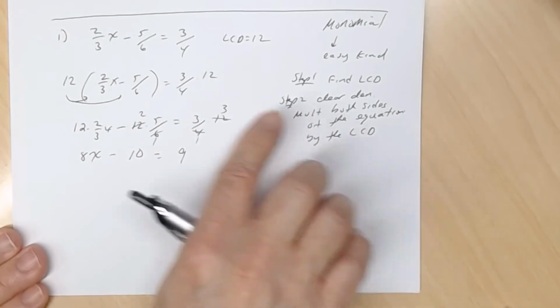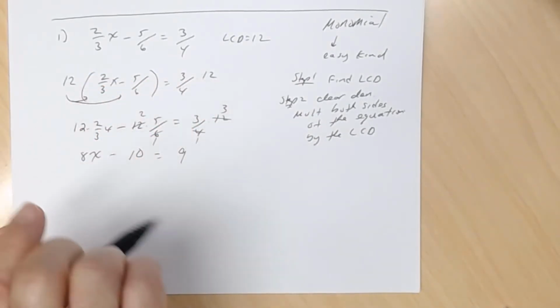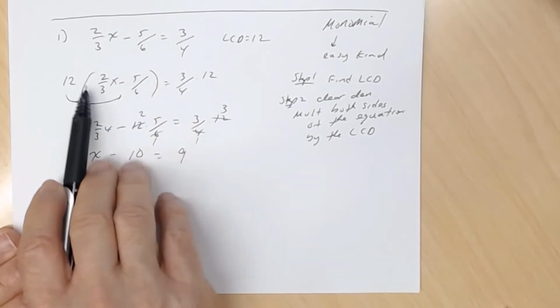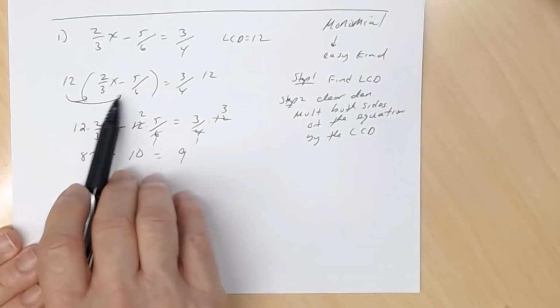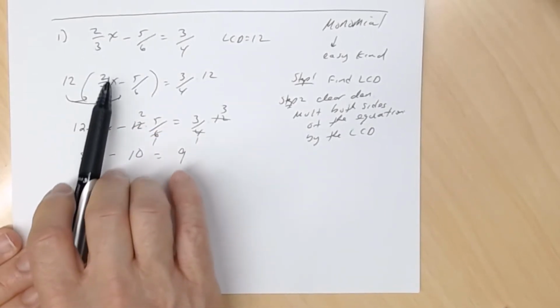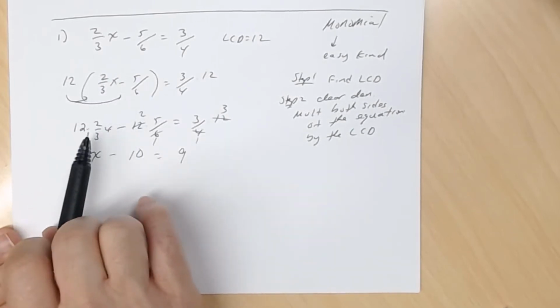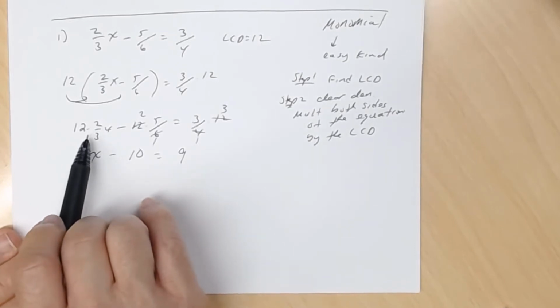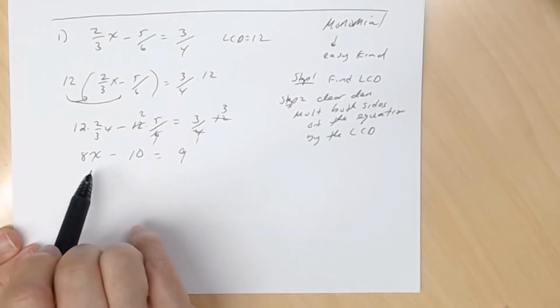So you want to clear the denominators by multiplying both sides by the LCD. Now, the reason why I use parentheses, you've got to remember why. It's because this side had more than one fraction, and so you need parentheses there. And then we distribute, and then we remembered some skills of what to do when multiplying fractions. All right.